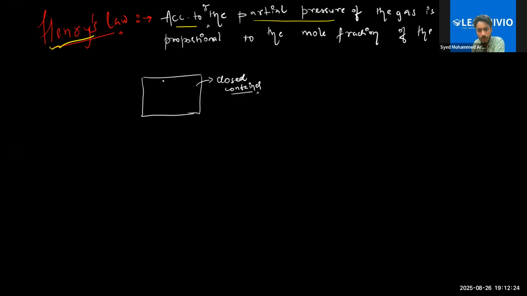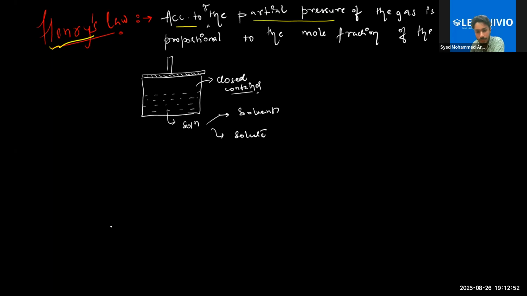Fine. Now, how I have closed here, I have taken a pistol. This is my pistol, and through this pistol, I have closed this container. So if you see, this is my solution. And if you see, this solution has a solvent and solute.